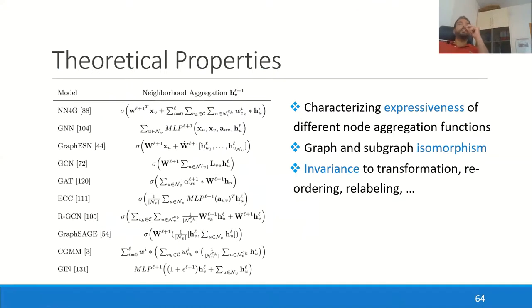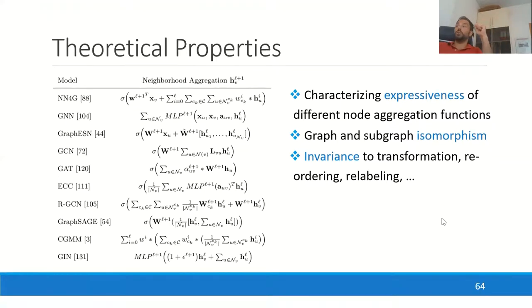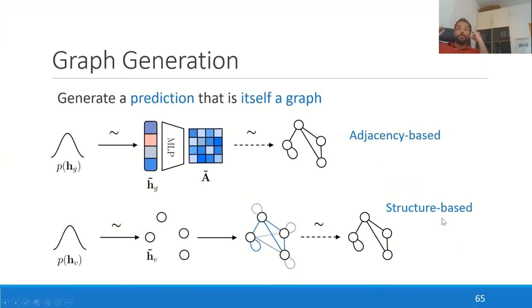There are studies on the theoretical properties of the graph, so how things change in terms of what kind of structures can be differentiated by a graph neural network based on what aggregation function they use, what properties they have, what invariance properties they have, the different aggregation information that they use. There is another very interesting area of research which is connected with graph generation.